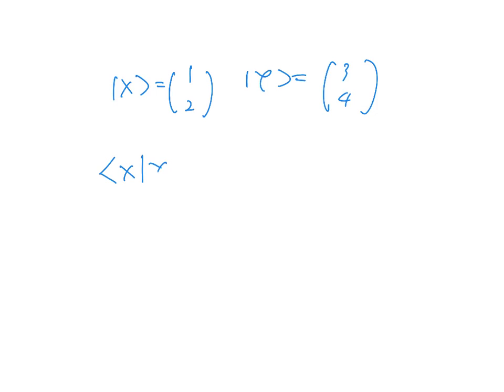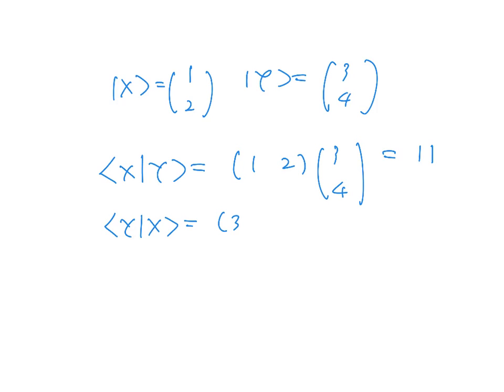So for example, say x is 1, 2, y is 3, 4. So what is the inner product of x and y? 1 times 3 plus 2 times 4, 11, right? Or y with x: 3 times 1 plus 4 times 2, 11. So in this case, they are the same because it's a real number.